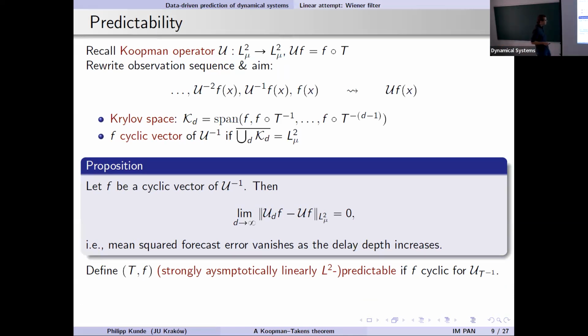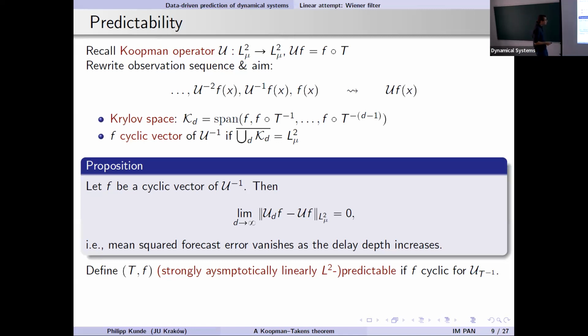Okay, so this long acronym here, I will not mention it very often anymore. Linearly predictable, because we use this linear filter, the Wiener filter. Asymptotically, because this works when the delay depth goes to infinity, so the forecast error vanishes in the asymptotic limit. L2, because this should be a true vector or function.